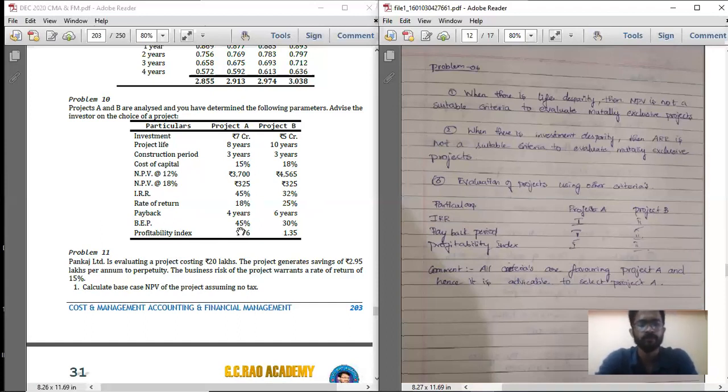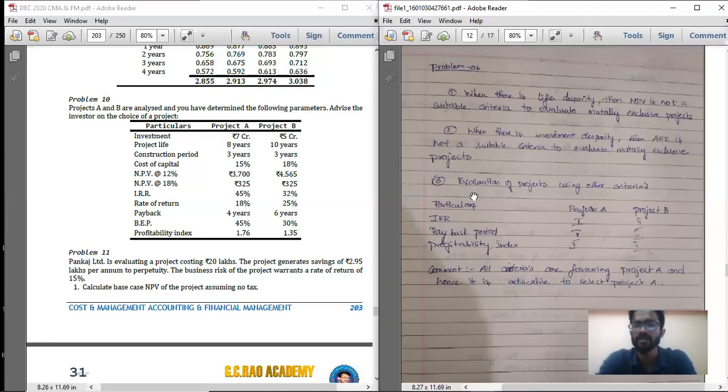See, BEP you can compare only if there is the same amount of investment. BEP you can't compare if there are two different investments, because with two different investments profit may vary. So accordingly BEP and margin of safety may also vary. So BEP you cannot compare. So you can only compare using three things here: IRR, internal rate of return, then payback period, then profitability index.